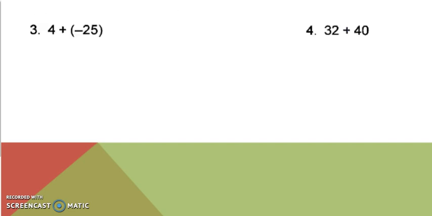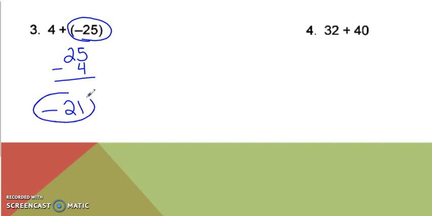Example number 3, we have 4 plus -25. We have different signs. I have +4, -25. -25 is farther away from 0 than 4 is, so my answer will be negative. And I'm going to take 25 minus 4 because they are different signs. 25 minus 4 leaves us with -21.